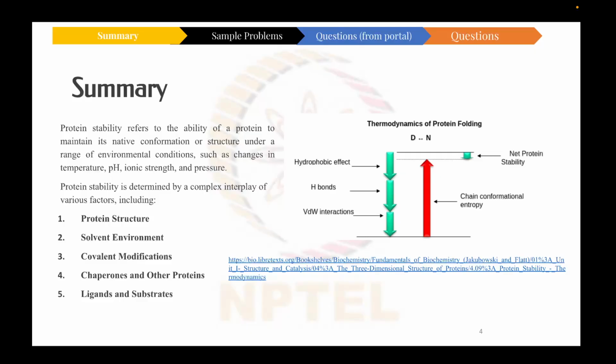Experimental studies, including the analysis of wild type and mutant proteins, provide valuable insights into the relative contributions of each factor to the overall stability of proteins. By investigating the thermodynamics of small molecule interactions and the behavior of proteins under denaturation conditions, one can further dissect the mechanisms underlying protein folding and stability.